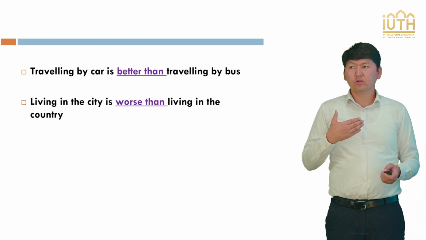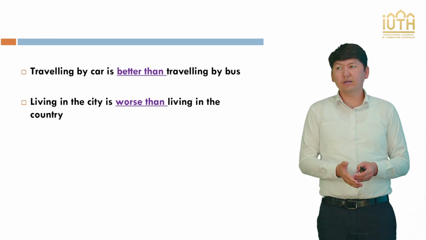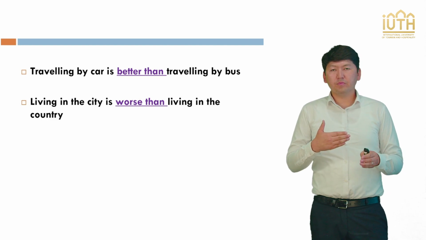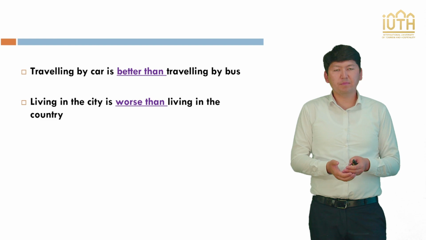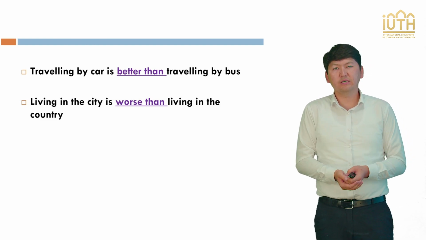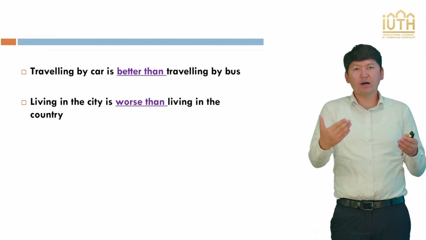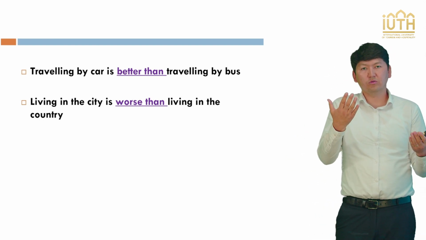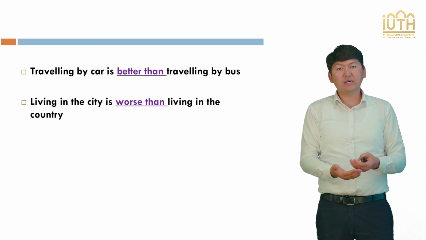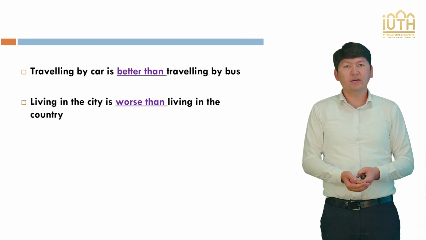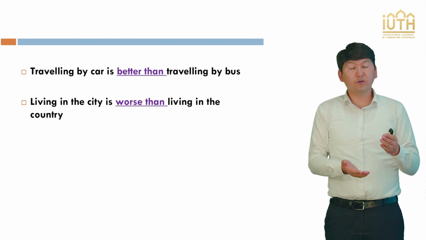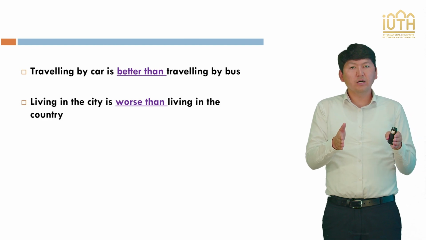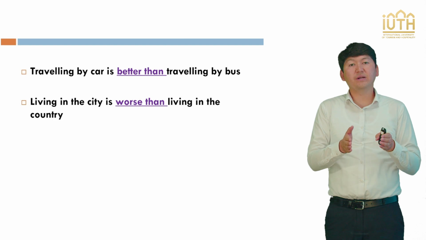And look at this example. Traveling by car is better than traveling by bus. What does it mean? By car, it's better, it's more comfortable. So it's comparing between car and bus. We are comparing which is better. By car is more comfortable, it's better. That's why we say better than. So don't forget to use the word than because we are comparing. This is the formula or structure of comparatives.